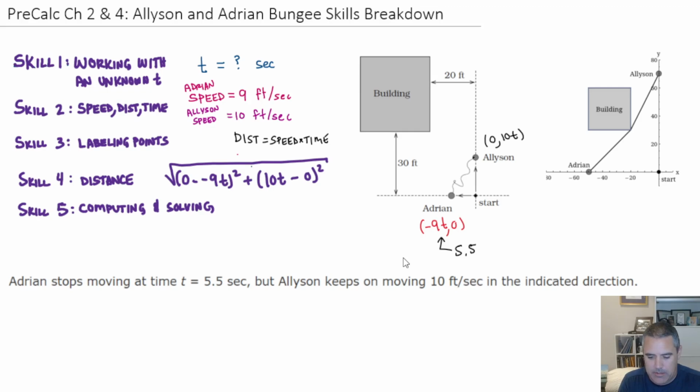So these are the things we should be doing: we read a question and we say, okay, what does that say? Let's label it. So Adrian's going to be somewhere over here, and I have it's negative 49.50. That's how you read that. Allyson's going to keep going, so at that point she'll be somewhere far up here probably, and she's just going to keep going. But we can label it 0, 10, t.